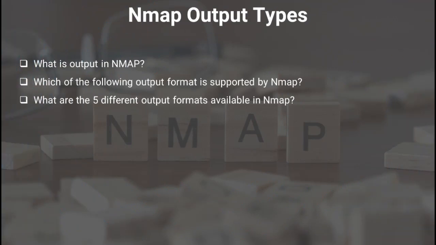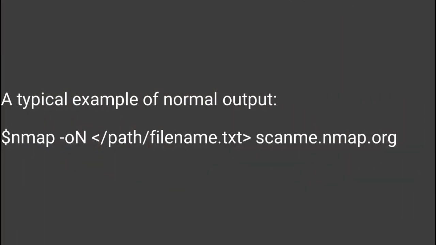We are going to pay attention to 3 topics and talk about them. First, what is output in Nmap? The second one is, which output formats are supported by Nmap? And at the end, what are the 5 different output formats available in Nmap? Let's go to our lab and then talk about it. But before that, let's see the next slide. Nmap -oN, capital N, then the path for our result output and the targets. Let's go to our lab for more explanation.